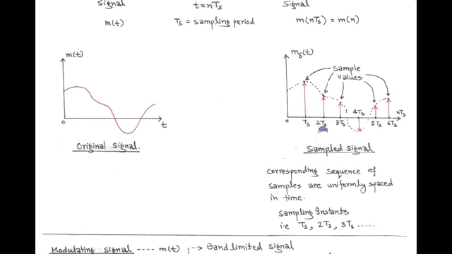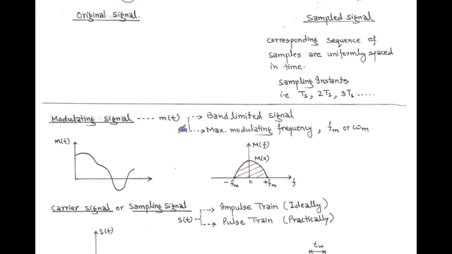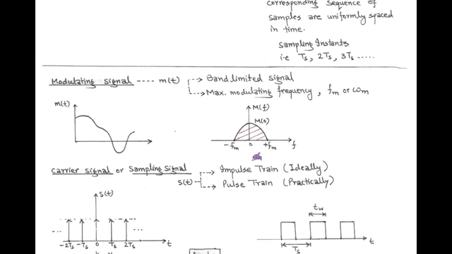So, at these sampling instants, that is Ts, 2Ts, 3Ts, we have sample values corresponding to the amplitude of the original signal. And here we consider the modulating signal as a band limited signal with fm as the maximum modulating frequency. So in the frequency domain, the message spectrum, that is M(f), is band limited between minus fm to plus fm with the bandwidth of fm. Here we take only positive frequencies.